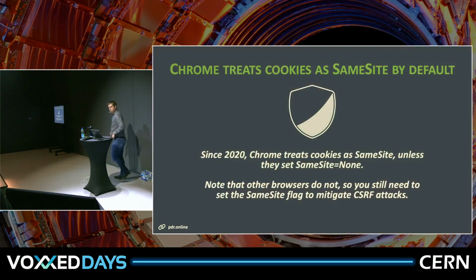Takeaway here, Chrome handles cookies as same-site by default. Other browsers do not. Firefox has their own idea of compartmentalizing cookies and so on. Chrome is the only one that does it, so you still need to set it to cover the other 5% of your users, but the other 95% using Chrome will be covered. That's essentially what this means. Good defense.